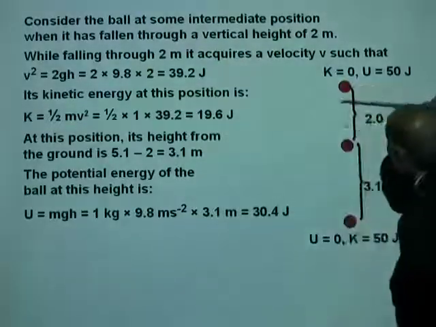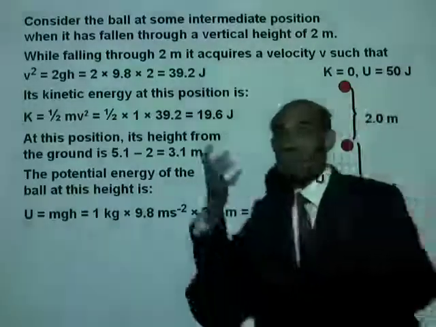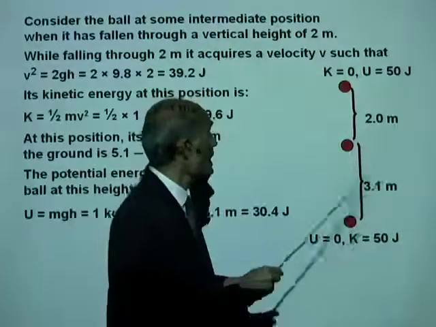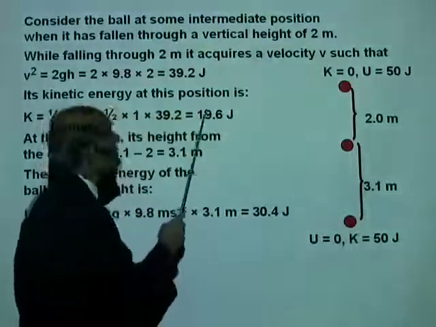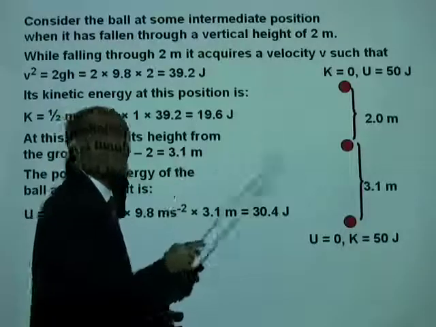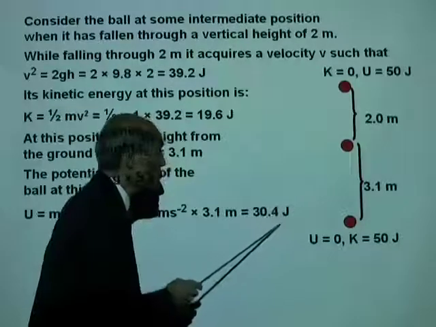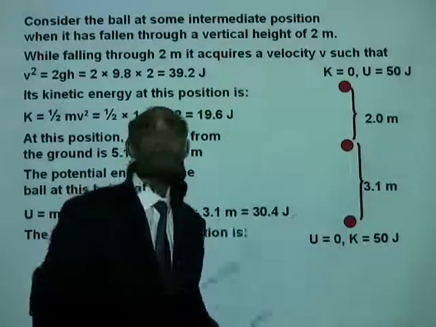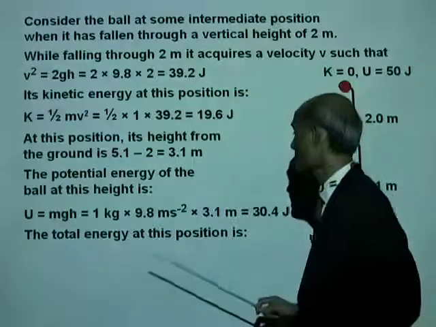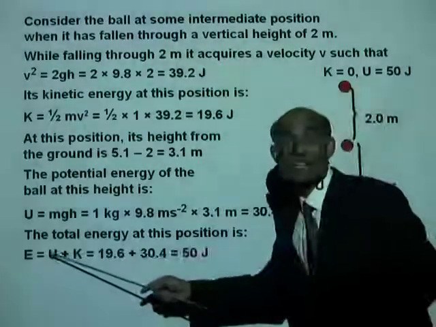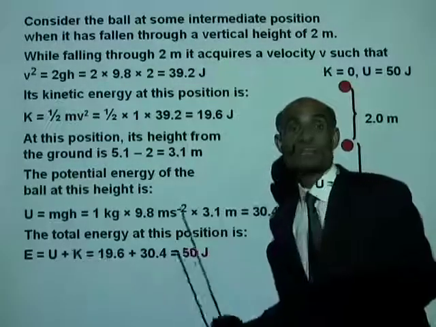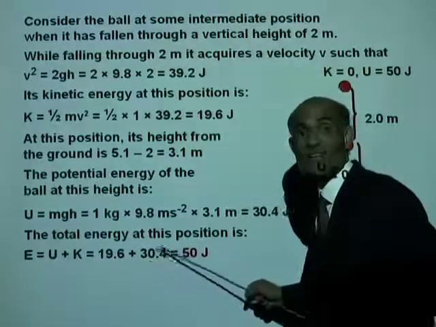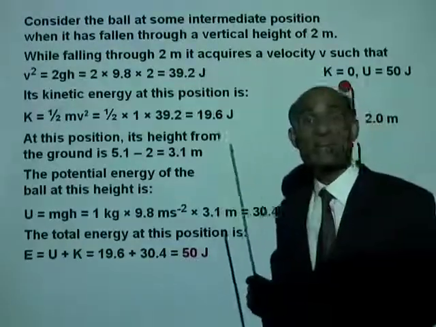So at a position 2 meter below the start, after the ball has fallen through 2 meter, it has acquired a kinetic energy of 19.6 joules, and at that position it has a potential energy of 30.4 joules. What is the total energy at that position? The total energy is potential energy plus kinetic energy. Add the potential energy to the kinetic energy, you get 50 joules again.